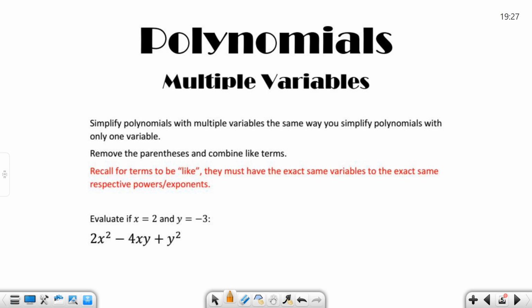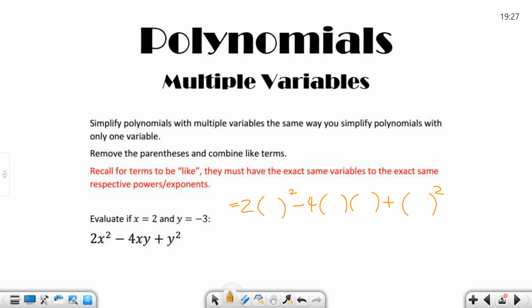And so here, let's evaluate this. Evaluate if x is 2 and y is negative 3. Let's evaluate 2x squared minus 4xy plus y squared. So this is not necessarily doing something with a polynomial, but it is evaluating, I guess. It has both x and y in it. So we're going to say 2 times something squared minus 4 times something plus something squared.